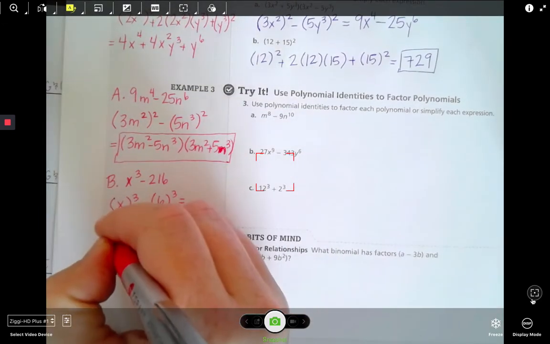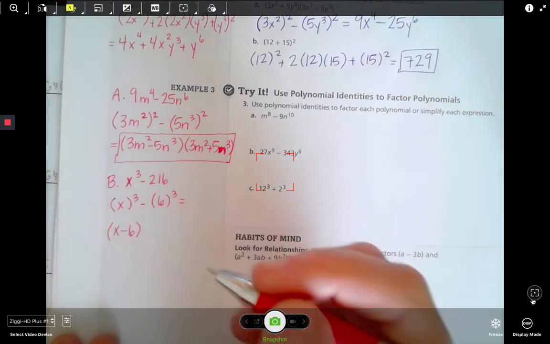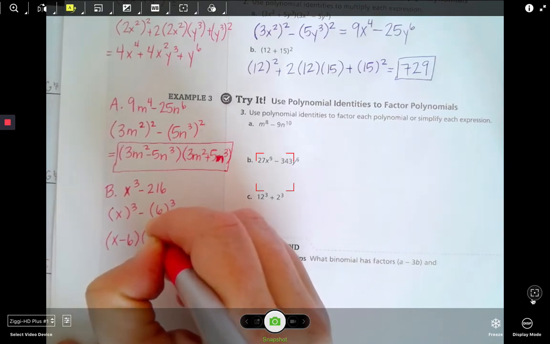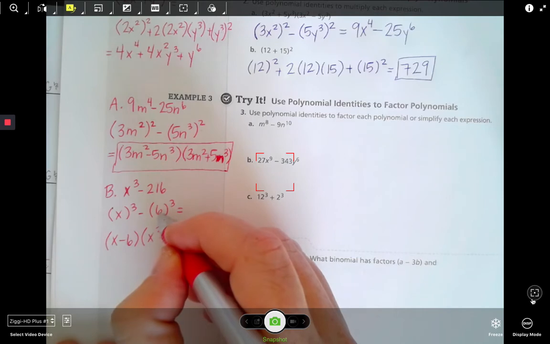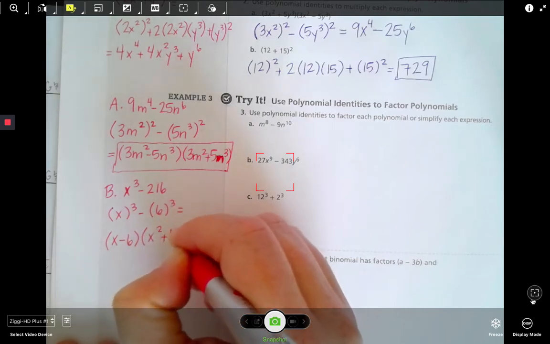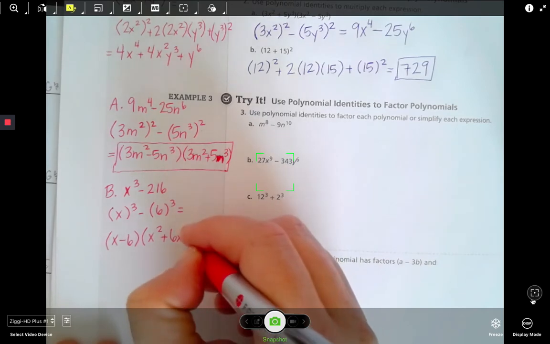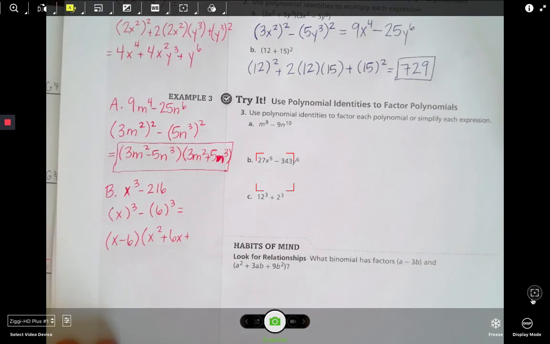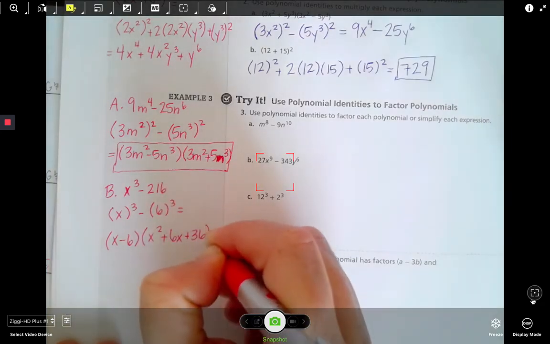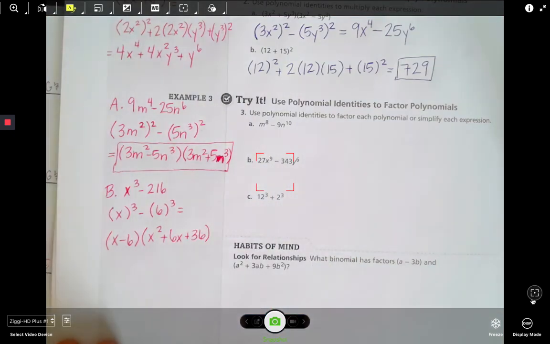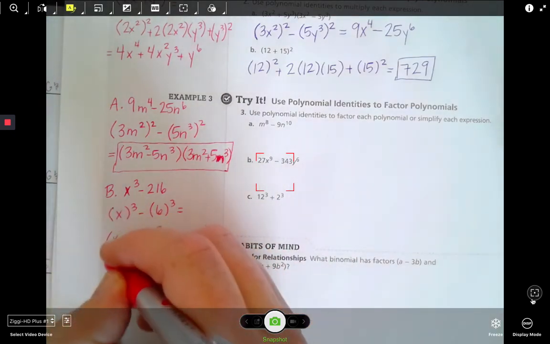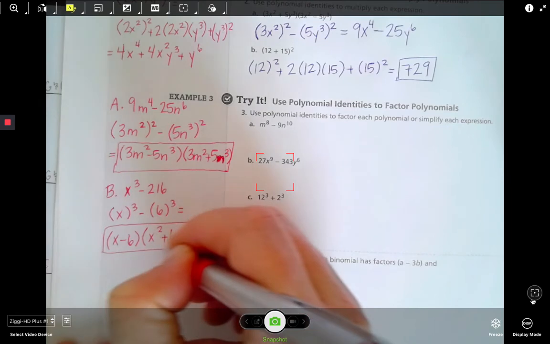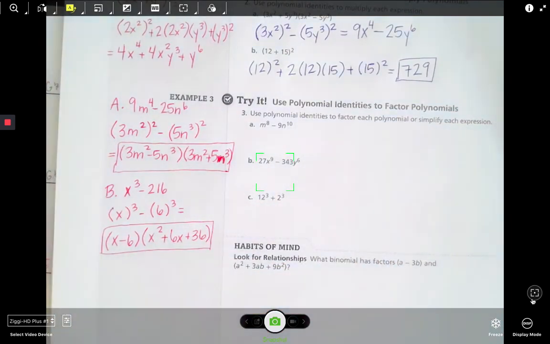We're looking at the difference of cubes, so this becomes x minus 6, A minus B, times A squared plus A times B, so x times 6 is 6x, plus B squared. Well, what's 6 squared, or 6 times 6? 36. And this would be our equation in factored form. Y'all okay with that? So what we're doing is basically figuring out what A and B equal so that we can put this in factored form.